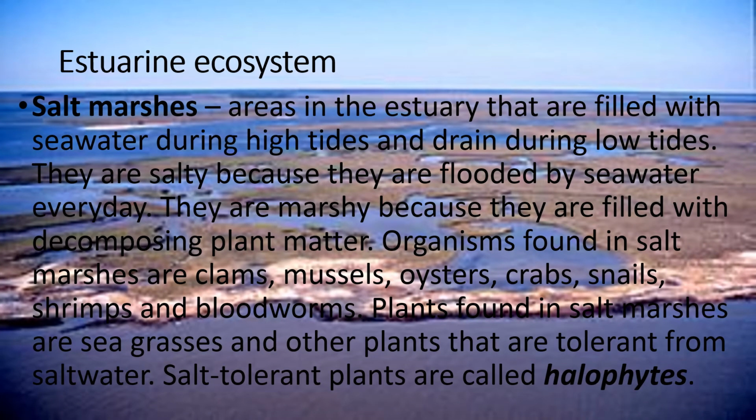There are five types of estuarine ecosystem. The first one is salt marshes. These areas in the estuary are filled with seawater during high tides and drained during low tides. They are salty because they are flooded with seawater every day. They are marshy because they are filled with decomposing plant matter.